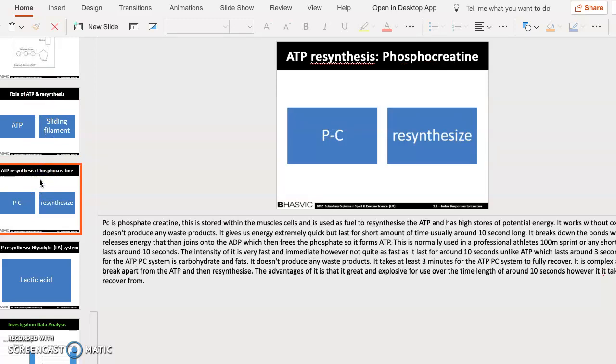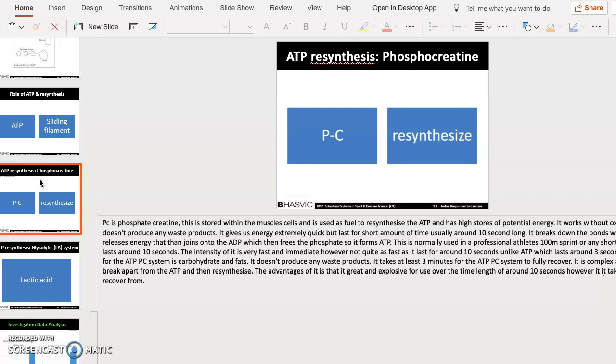Phosphate creatine. This is stored within the muscle cells and is used to resynthesize the ATP and has a high potential energy store. It works without oxygen and doesn't produce any waste products. It gives us energy extremely quickly but lasts for a short amount of time, usually around 10 seconds. It breaks down the bonds, which then releases the energy, joins onto the ADP, which then frees the phosphate so it forms the ATP. This is normally used in professional athletes' 100 sprint or any activity which lasts around or less than 10 seconds.